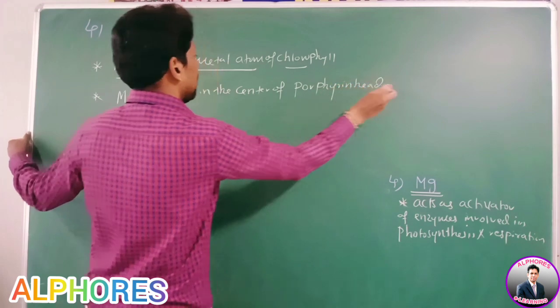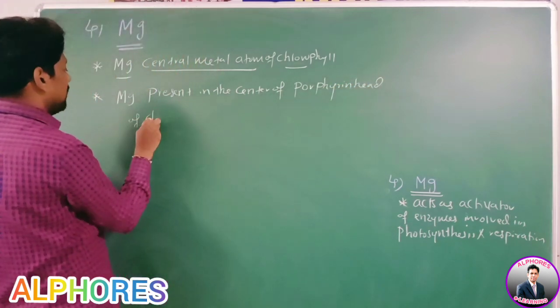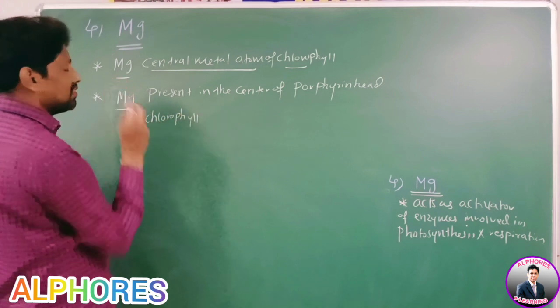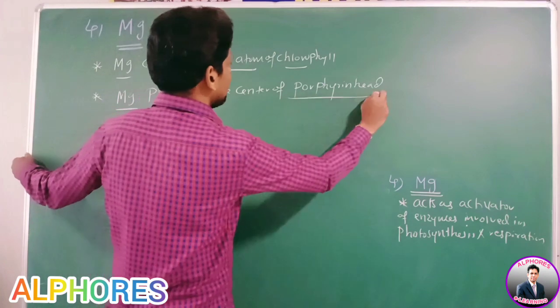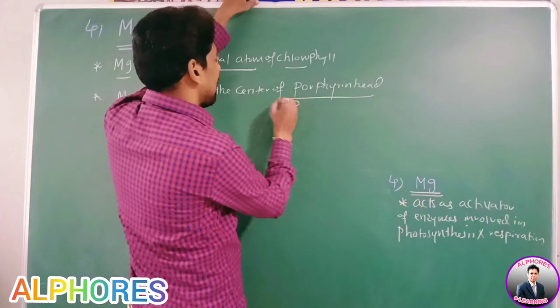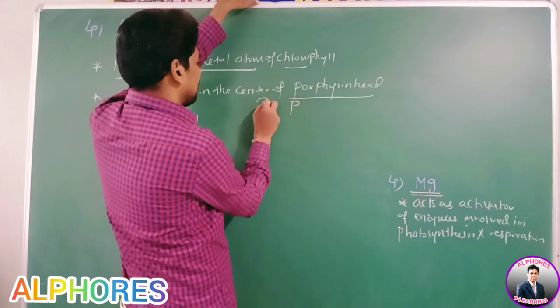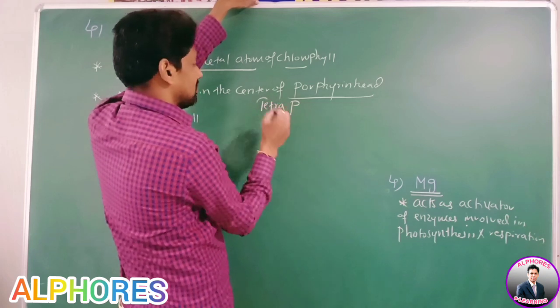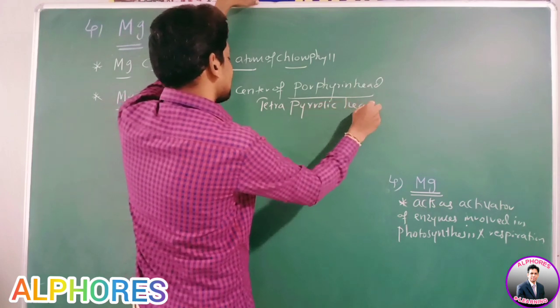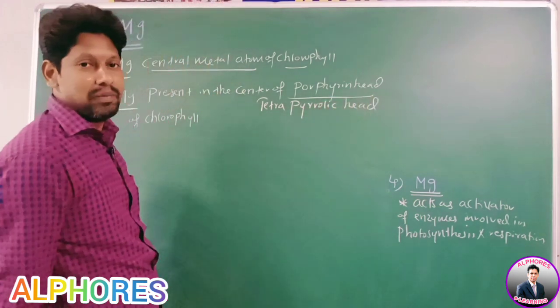Porphyrin head of chlorophyll. Therefore, in chlorophyll, head is present, tail is present. Which part is having magnesium? Head is having magnesium. What is that head called as? Porphyrin head. This porphyrin head is also called as a tetrapyrrolic head.